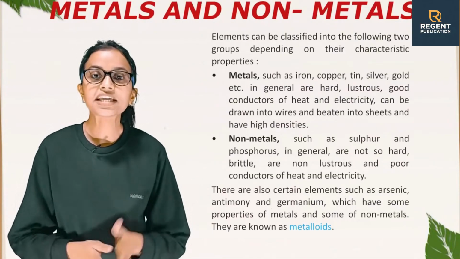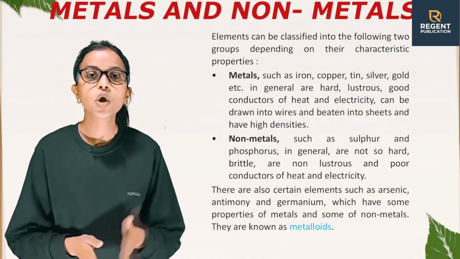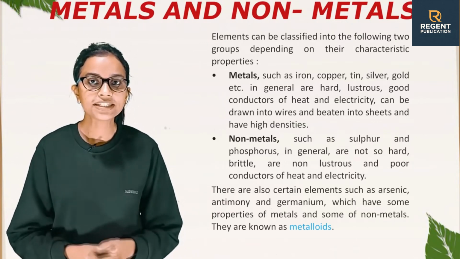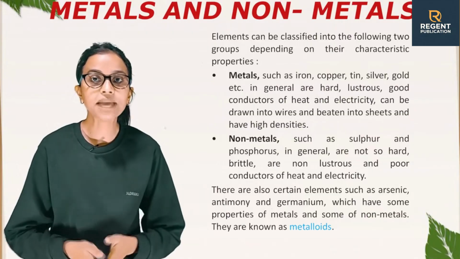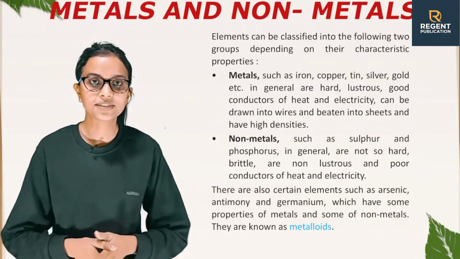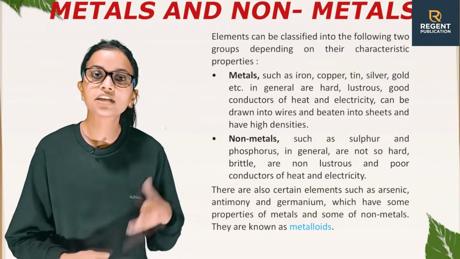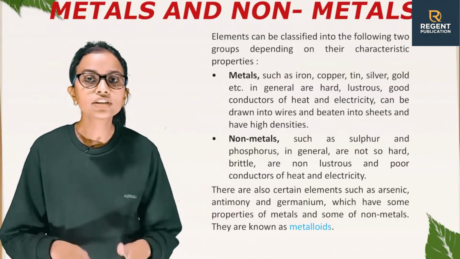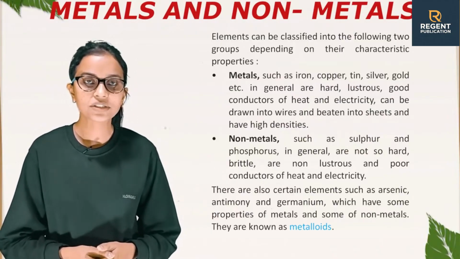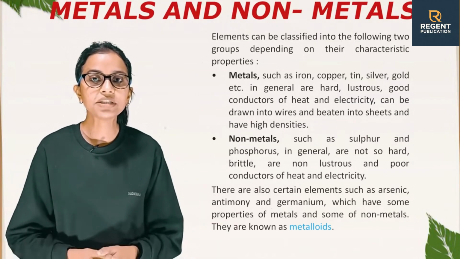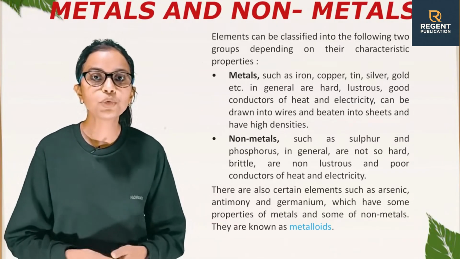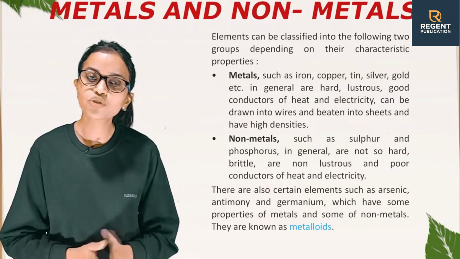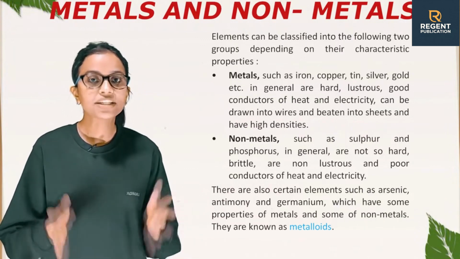Metals such as iron, copper, tin, silver, gold, etc., in general are hard, lustrous, good conductors of heat and electricity, can be drawn into wires and beaten into sheets, and have high densities. Non-metals such as sulfur and phosphorus in general are not so hard, brittle, non-lustrous and poor conductors of heat and electricity. There are also certain elements such as arsenic, antimony and germanium which have some properties of metals and some of non-metals. They are known as metalloids.